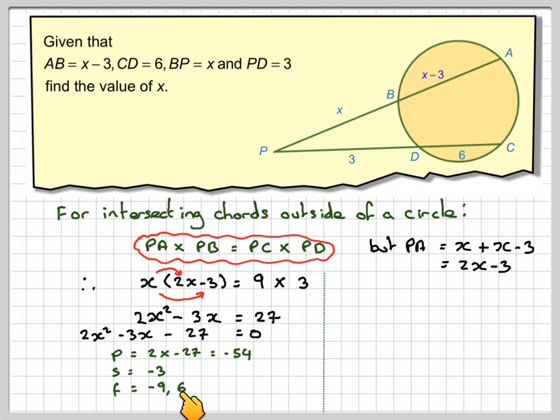You can write them down in any order, but it is easier to write the negative number first, the lower one first. Then we take our quadratic and rewrite the middle term as minus 9x plus 6x, so we haven't changed the meaning, we've still got all together here minus 3x, minus 27 is equal to 0. So we group these two together, so we get x, brackets, 2x minus 9.